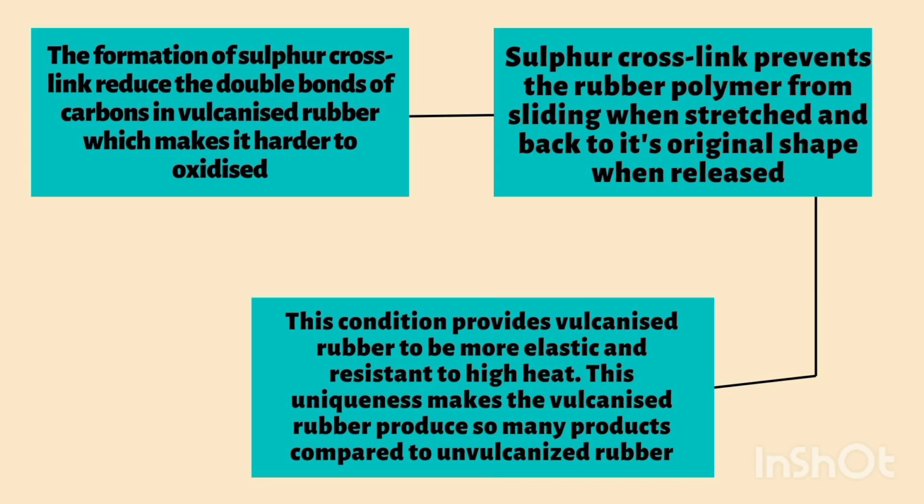But how does this process happen? The formation of sulfur cross-links reduces the double bonds of carbon in vulcanized rubber, which makes it harder to oxidize. Sulfur cross-links prevent the rubber polymers from sliding when stretched and let them go back to their original shape when released. This condition makes vulcanized rubber more elastic and resistant to high heat. This uniqueness makes vulcanized rubber produce so many products compared to unvulcanized rubber.